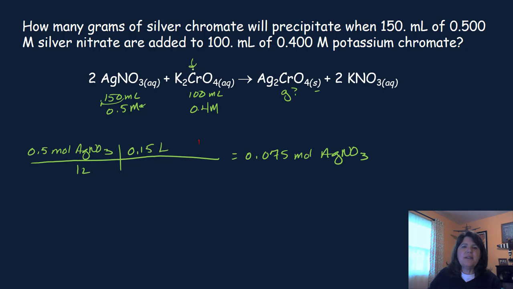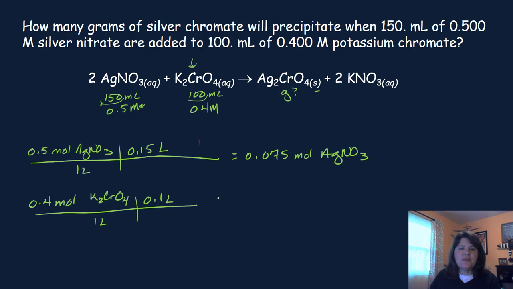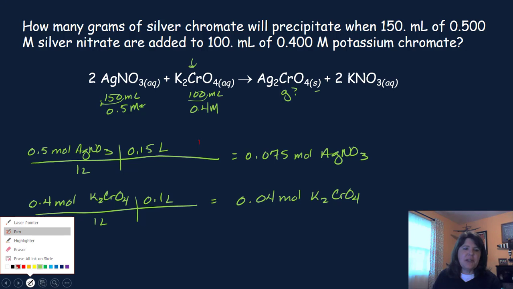Now let's do the potassium chromate. We have 0.4 moles, yes, that's a 0, of potassium chromate per 1 liter. And then go ahead and convert milliliters to liters by moving the decimal. 0.04 moles of potassium chromate. Now this is what I have.